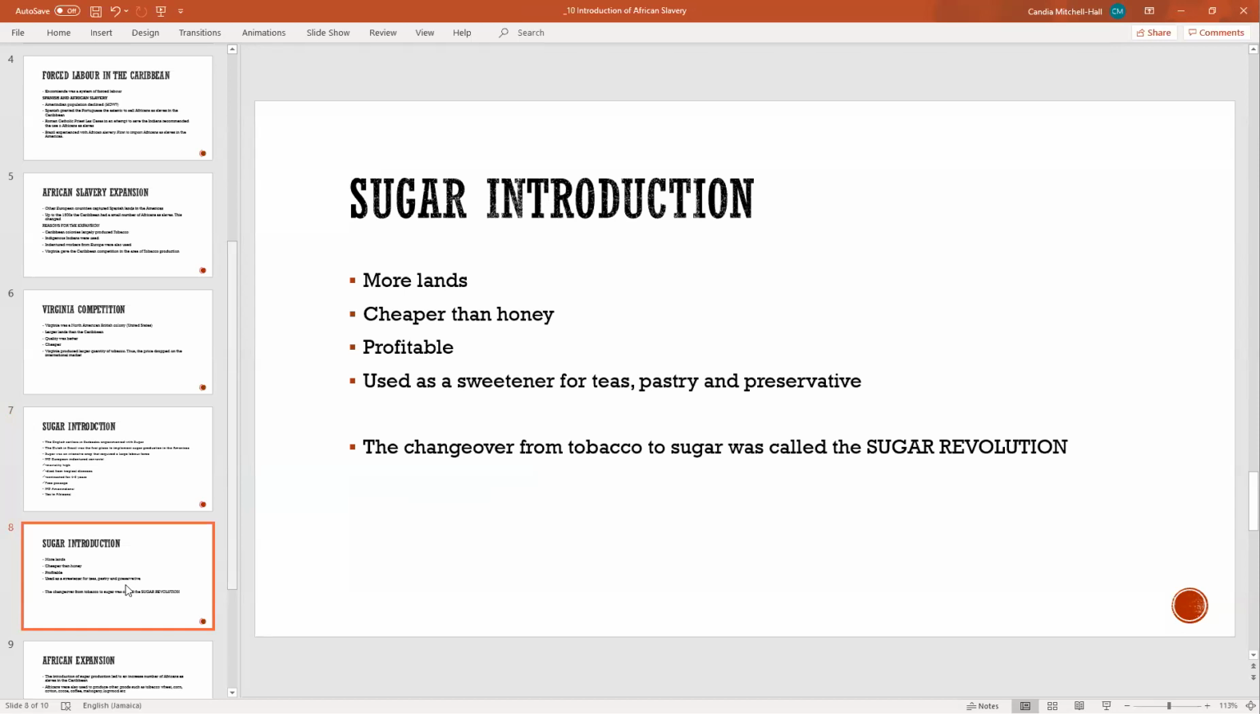Sugar was more profitable. You could use sugar as a sweetener for tea, for pastry, and as a preservative. And so the change over in the Caribbean, where people changed over from tobacco to sugar, was called the Sugar Revolution. The drastic change over from tobacco production to sugar production is called the Sugar Revolution.